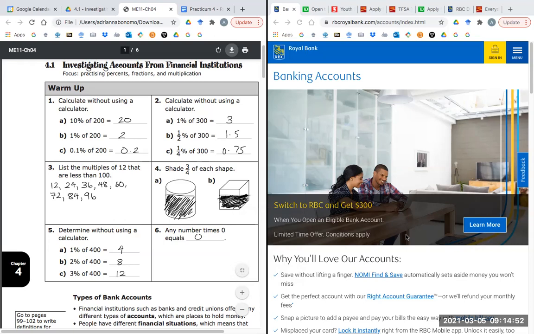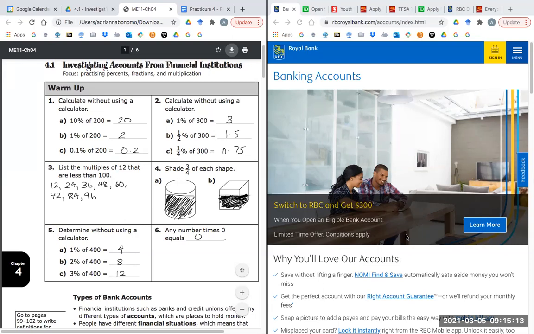This week we are focusing on a new chapter, chapter 4, and it's all about working with financial institutions. This is a really, really important unit because it helps you start to understand finance, bank accounts, credit cards, debit cards, mortgages, all that stuff that are really important for your future.